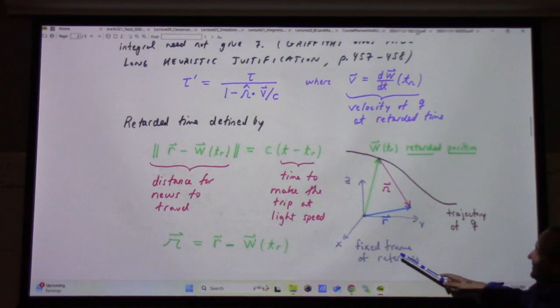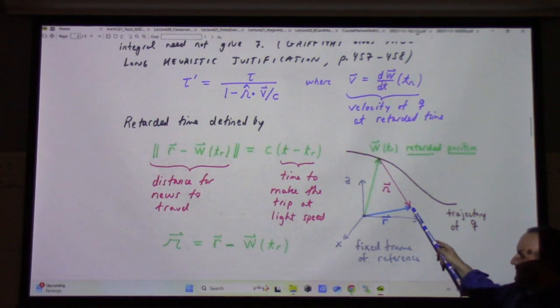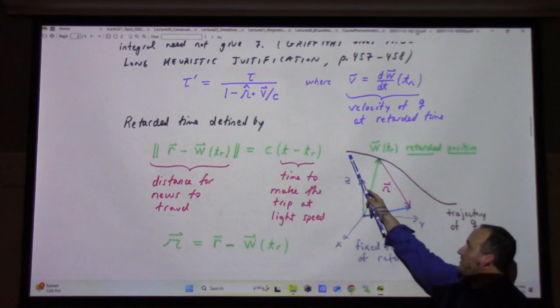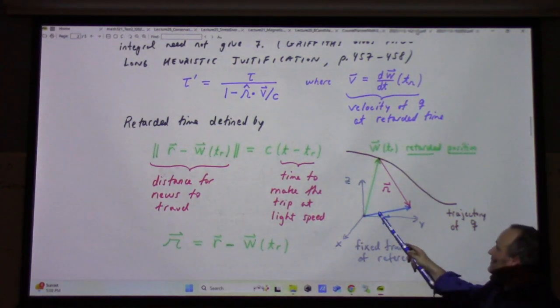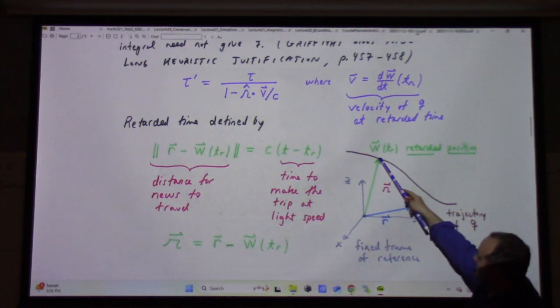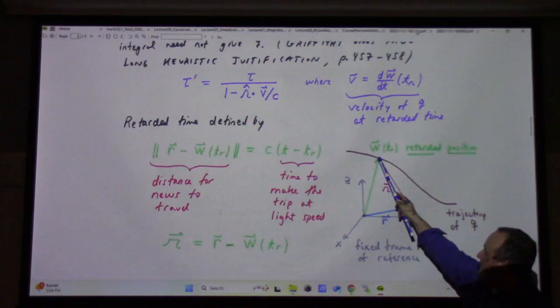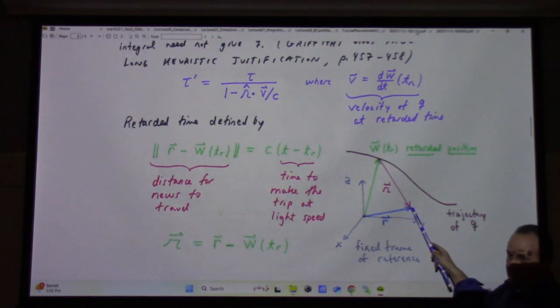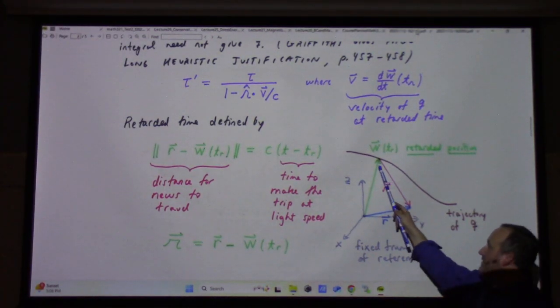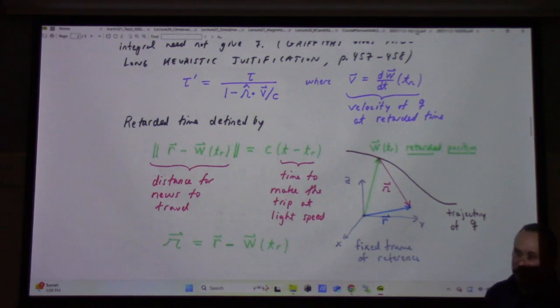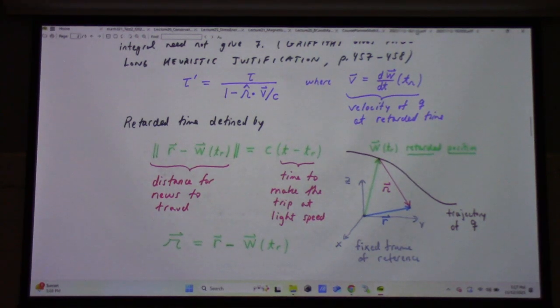And here's a picture of what's going on. We're asking the question, what's the potential here? We've got this trajectory of Q, it's moving around. So we've got the position at retarded time, and what happened is it took this long to get from here to here at light speed. We have a light-speed separation. Think of it that way.